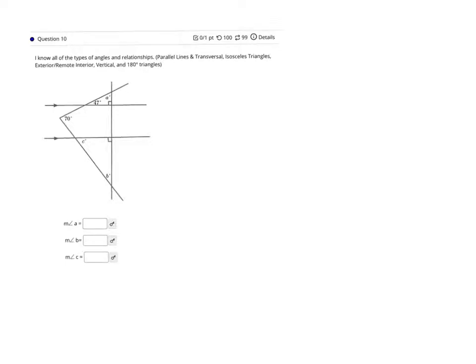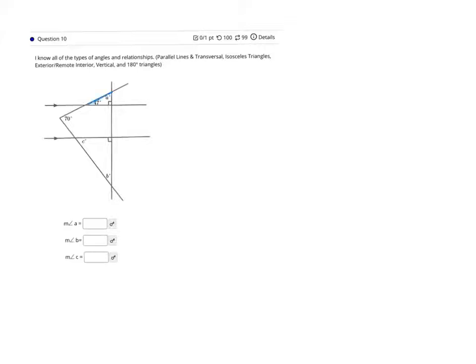Mr. Geislart here, and we're going to take a look at number 10 in the target packet for Unit 2. The main idea behind this question is just the fact that there's 180 degrees in a triangle. So the first thing I'm going to do is find angle A.